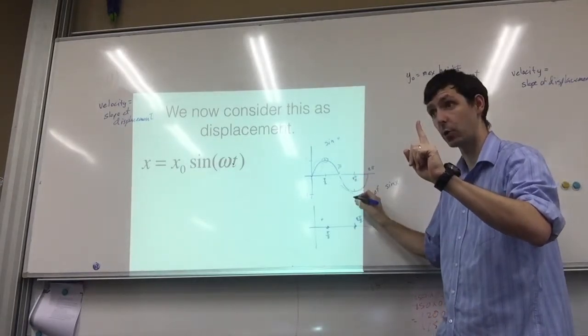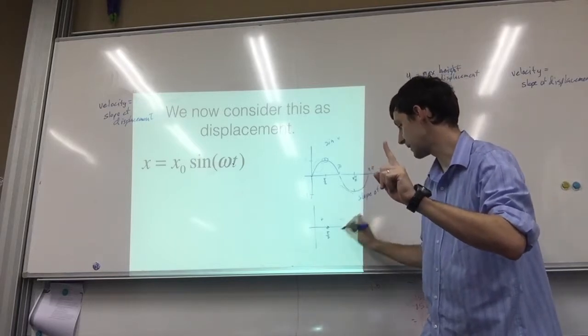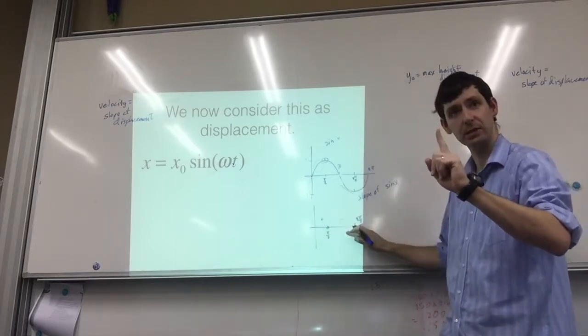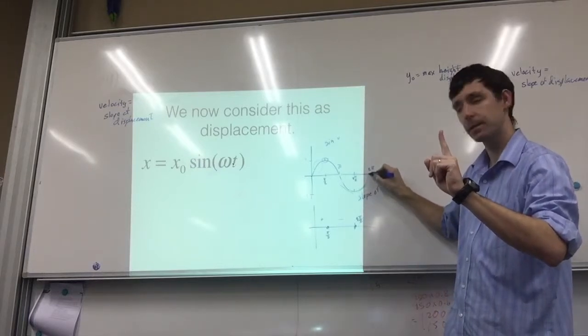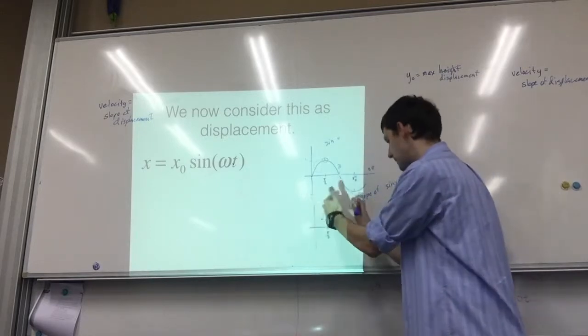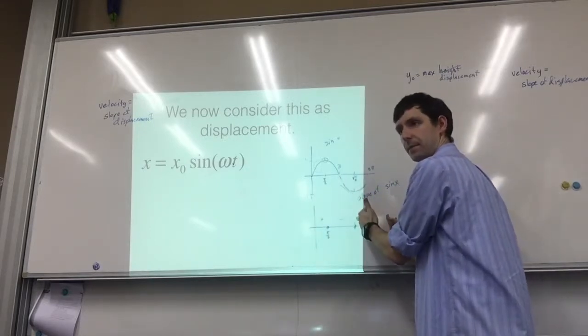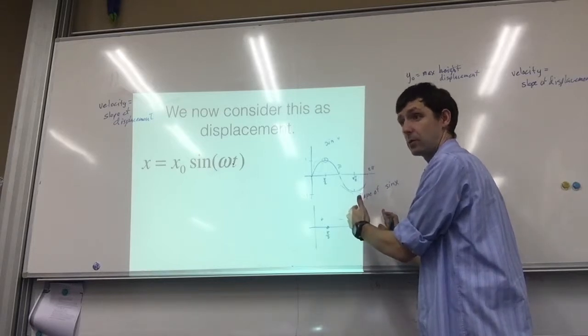It's still going down until where? 3 pi over 2. Until 3 pi over 2. So my slope has to be negative, so I've got to have negative values between these two. And then after 3 pi over 2, you can see the slope is positive again. Okay, so my graph has to be positive, and then negative, and then positive. And now I'm going to tell you something that you're just going to have to accept for now.